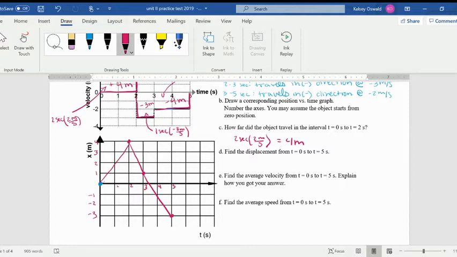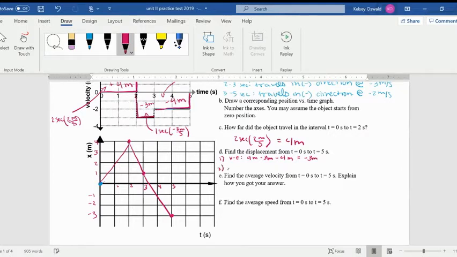Okay. When we want to find our overall displacement from 0 to 5 seconds, there's kind of 2 ways we could do this. Our first way is looking at our velocity time graph. We can add up all of our individual areas. So we would take our first displacement of 4, minus the 3 meters we traveled in 2 to 3 seconds, minus the 4 meters we traveled in 3 to 5. And there we should find that our displacement is going to be -3 meters.